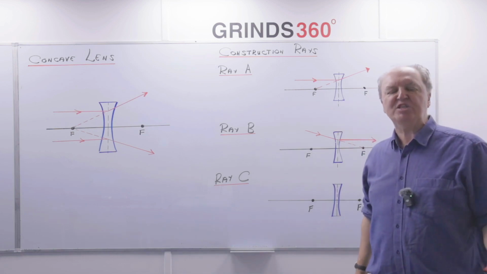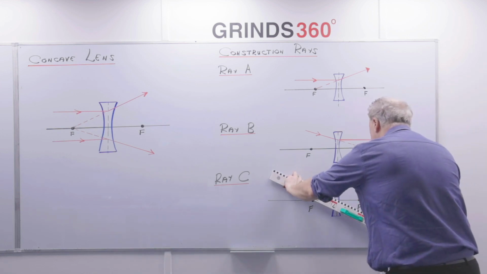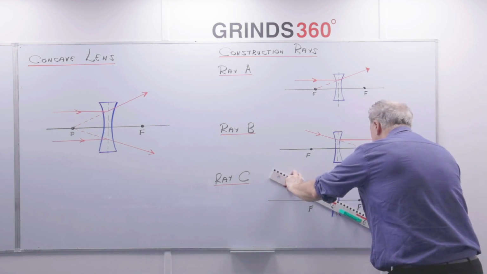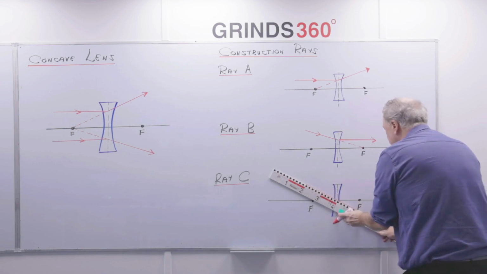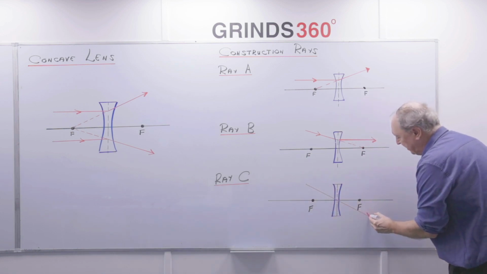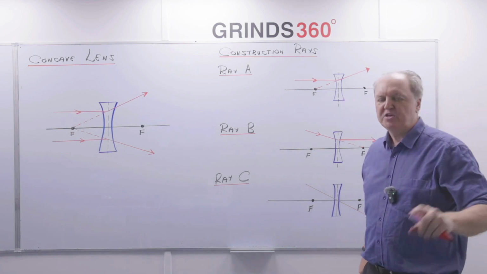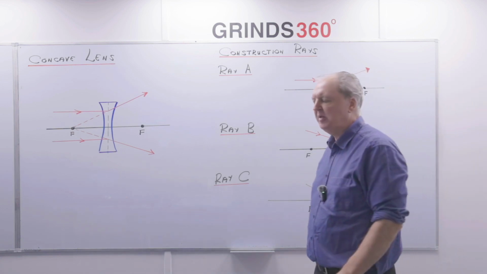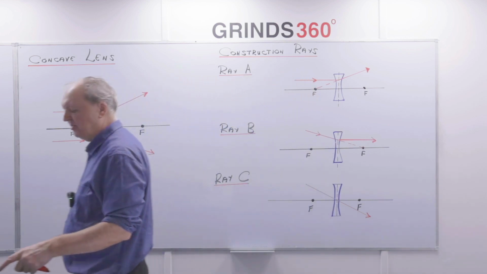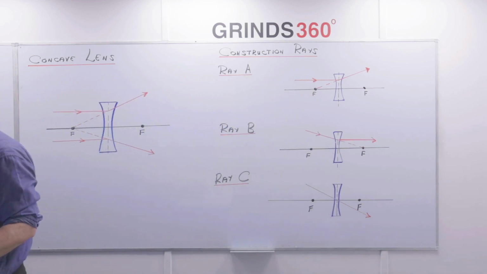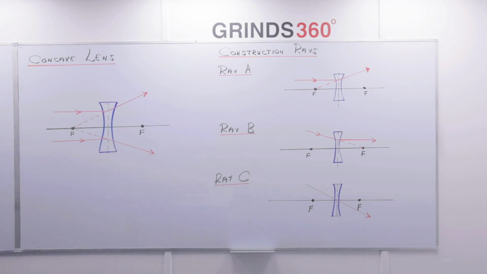And you've probably already guessed your third construction ray. A ray of light going through the optical center of the lens, right through the middle of it. What will happen to it? It will pass through, undeviated. It'll go straight through. So there's my 3 construction rays. Just use any 2 of those to find the image in a concave lens. So let's look at image formation in a concave lens.